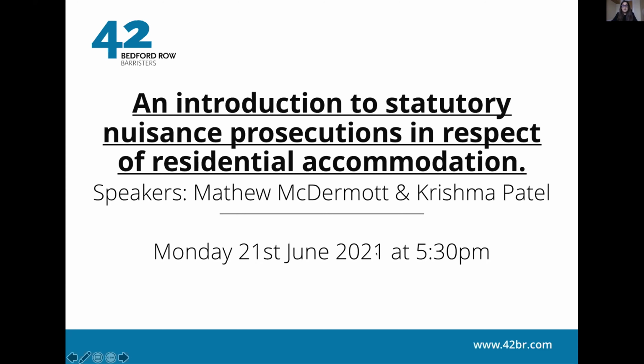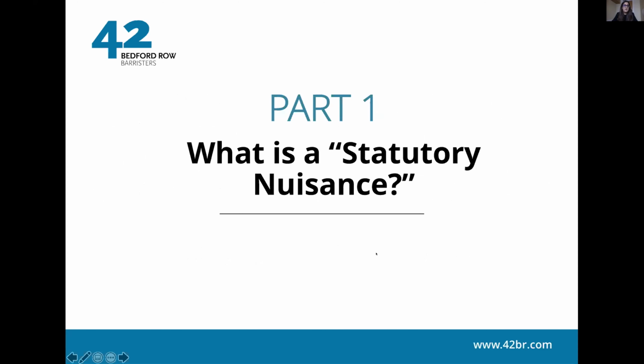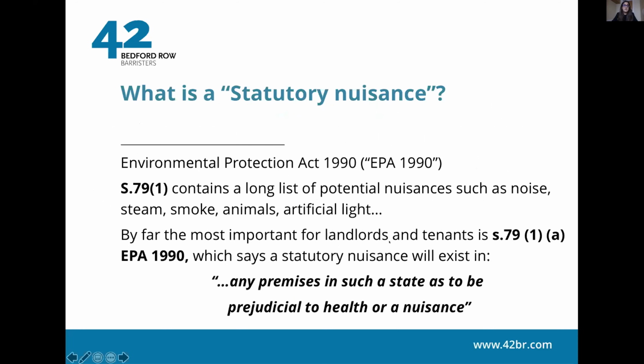Now, with that introduction, can I invite you to have a look at slide number 3, which begins with part 1, which is what is a statutory nuisance? A statutory nuisance is defined within the Environmental Protection Act 1990 in section 79. Section 79.1 actually does contain quite a long list of potential nuisances. For example, smoke emitted from premises, fumes or gas, dust, steam, smell, animals, etc., insects.